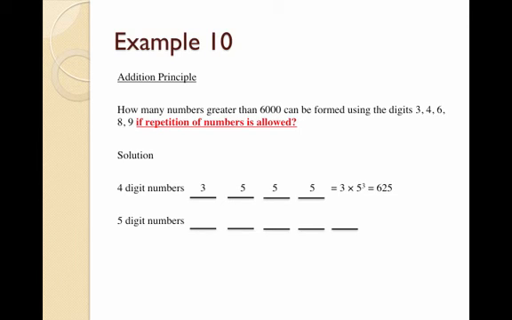As for our 5-digit numbers, well, all 5 numbers are possible at all 5 different spots. So we're going to get 5 times 5 times 5 times 5 times 5, or 5 to the power of 5. Again, we're going to add our answers together to get the total number of possible numbers that are allowed. And we get a total of 3,500 arrangements.